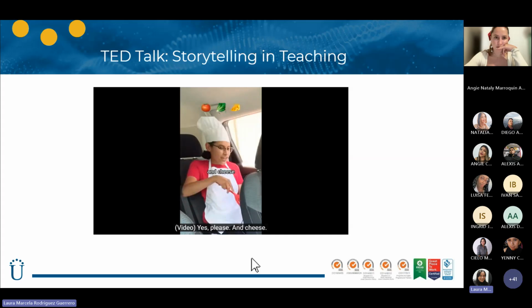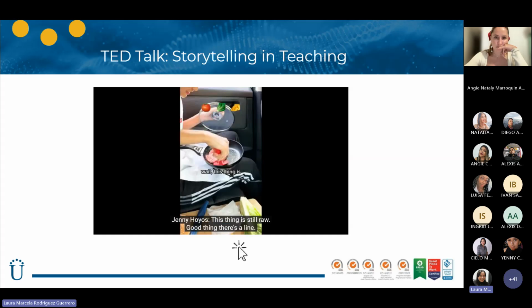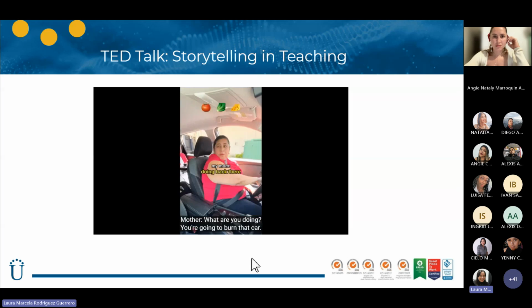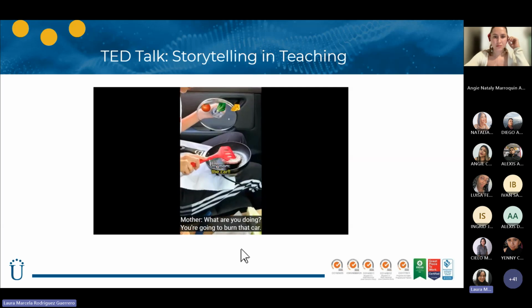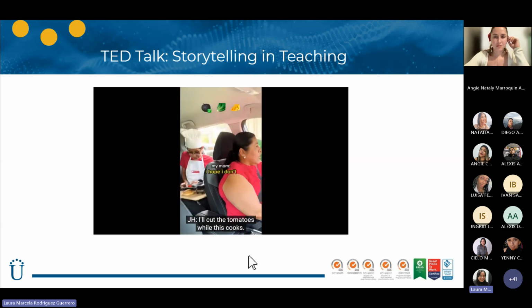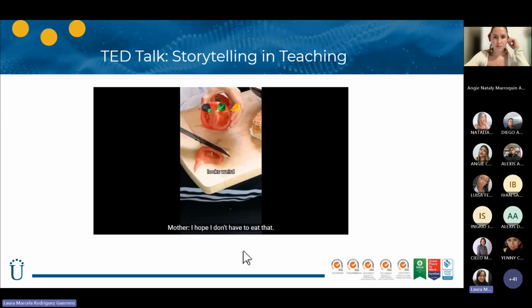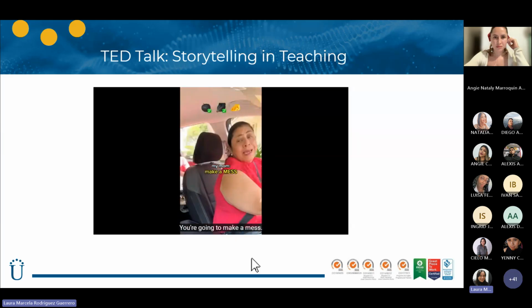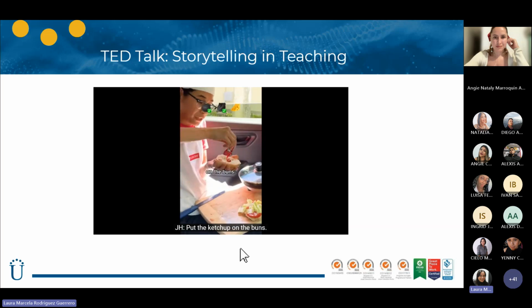Yes, please. And cheese. There's smoke in here. Wait, this thing is still raw. Good thing there's a line. Oh my goodness, what's happening? What are you doing back there? You're gonna burn that car. Okay, I'm gonna cut the tomatoes while this cooks. I hope I don't have to eat that. Oh no, that tomato looks weird. Tell him to slow down. You're doing all this for one subscriber? You're gonna make a mess in the car. I'm gonna put the ketchup on the buns.